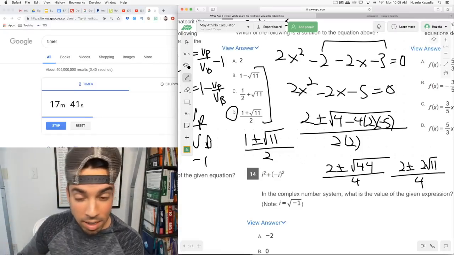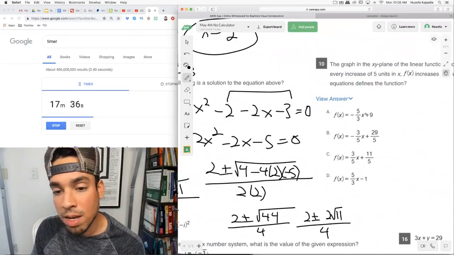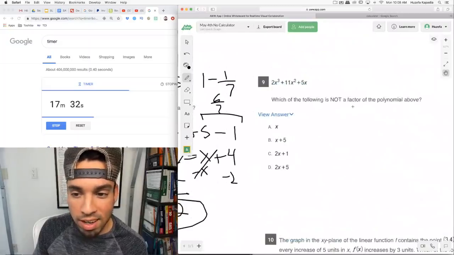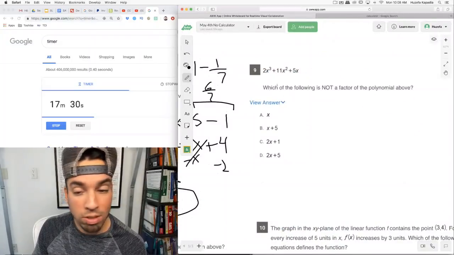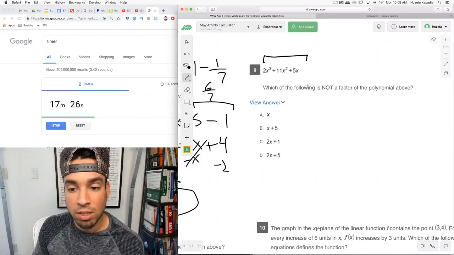And the song goes, negative b plus or minus the square root of b squared minus 4ac all over 2a. And it actually really, really works, even though some students don't like the music stuff. It really works. Okay, next, which of the following is not a factor of the polynomial?